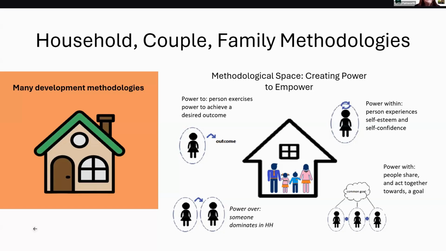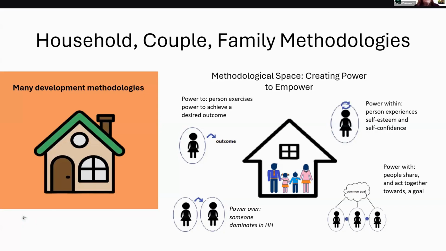So if you look at the right-hand side, this is the methodological space for household methodologies, creating power to empower. So I think we know the bottom left, power over refers to a situation where somebody is dominating other household members. It could be a senior man who dominates young people in the household and his wife. It could also be a woman, of course. This is why these pictures also show women. It's not necessarily the case that men always have power over women. But it just is a kind of unhealthy relationship where somebody's dominating other people.